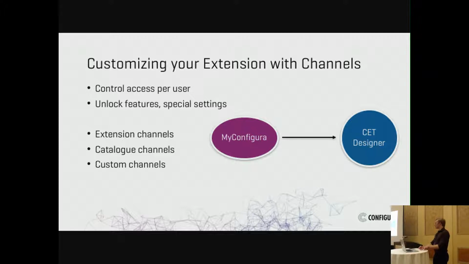So there are 3 different kinds of channels. There are extension channels, catalog channels, and custom channels. Extension channels and catalog channels are pretty self-explanatory. They give access to an extension or a catalog. It's tied to your extension. And then we have the custom channels, which are a bit more diverse.